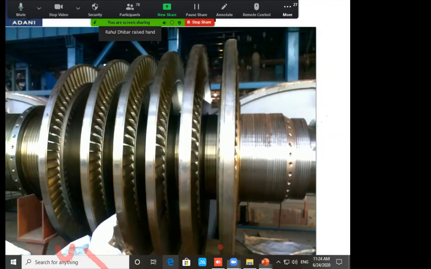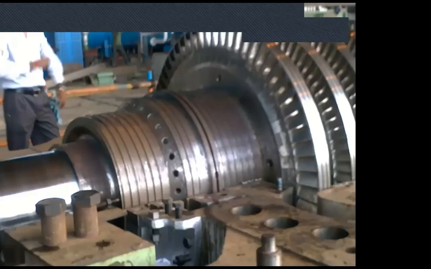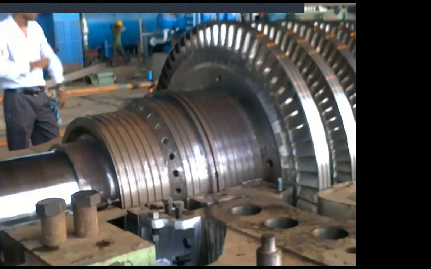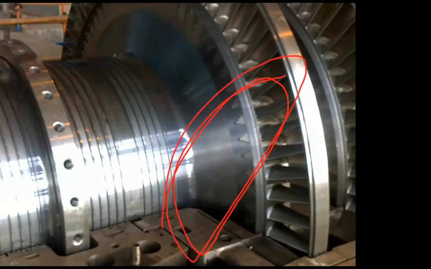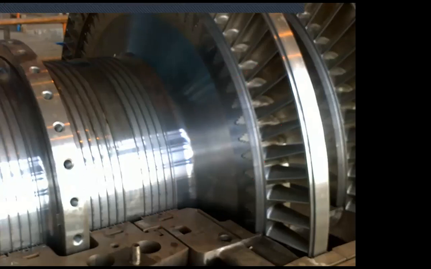Next. So this is another view of this turbine, put on the lower casing. Next. That is the labyrinth sealing. These are the roots, how the blade is fixed. That is the sealing arrangement. It will rotate. High pressure steam over here should not pass this passage.